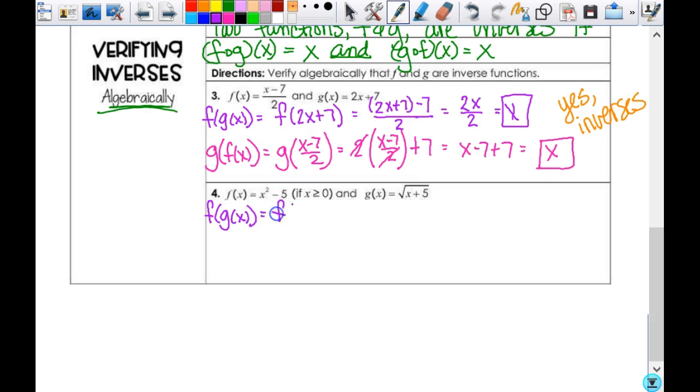Okay. All right, so then we're going to do f of g of x here. That's equal to f of the square root of x plus 5. So then I take that square root of x plus 5, substitute it in everywhere I see an x here. So this is going to be the square root of x plus 5 squared minus 5. Because I substituted it into f of x. Everybody okay with that? All right, so what's the square root of x plus 5 squared? X plus 5. Good, so this gives me x plus 5 minus 5, which is x.